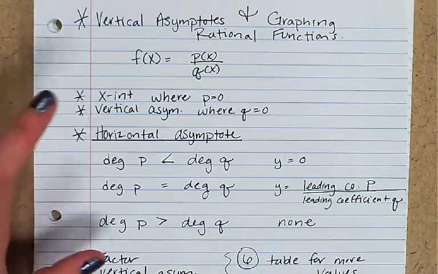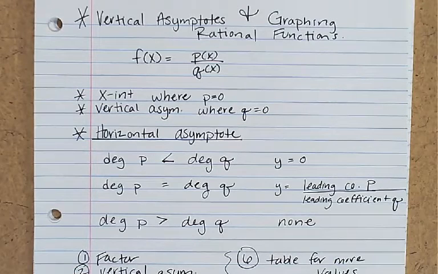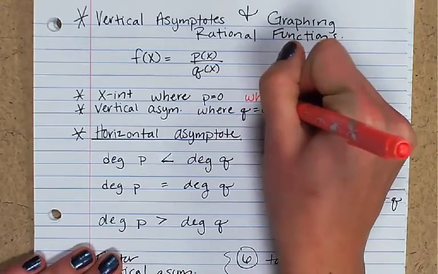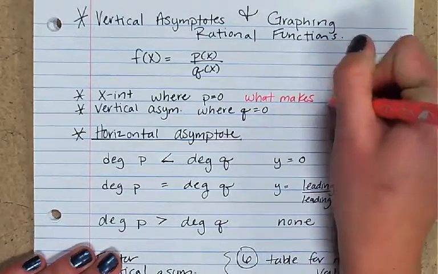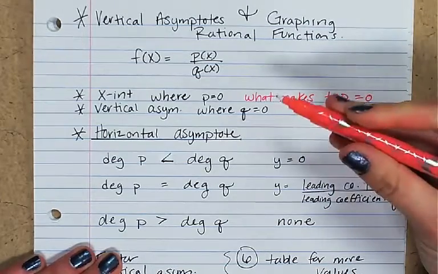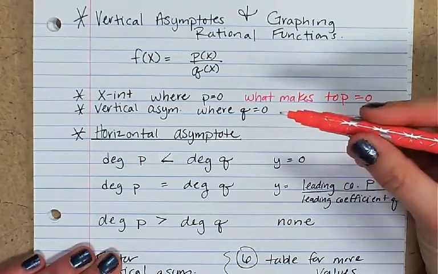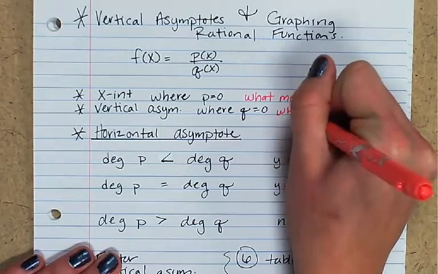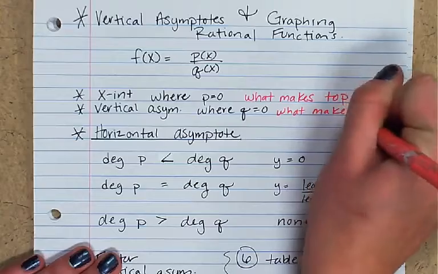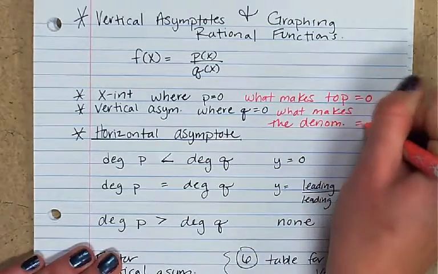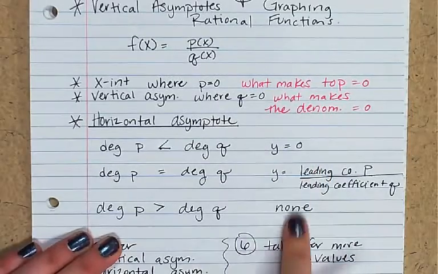So you're going to have an x-intercept where p equals 0. So that means if you can figure out what makes the top 0, that will give you an x-intercept. You will have a vertical asymptote where q equals 0. So you're going to have a vertical asymptote with what makes the denominator, or the bottom, 0. And that will give you a vertical asymptote.